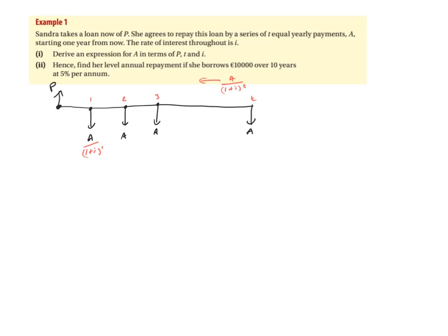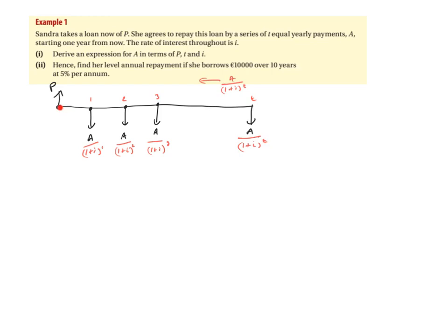The second one is A over 1 plus I squared, because instead of going back 1 year, we've gone back 2 years. The third one, just like before, is A over 1 plus I to the power of 3. Hopefully, guys, you can see that the last one is 1 plus I to the power of however many years it was. So if it was a 10-year loan, then T here will be equal to 10.